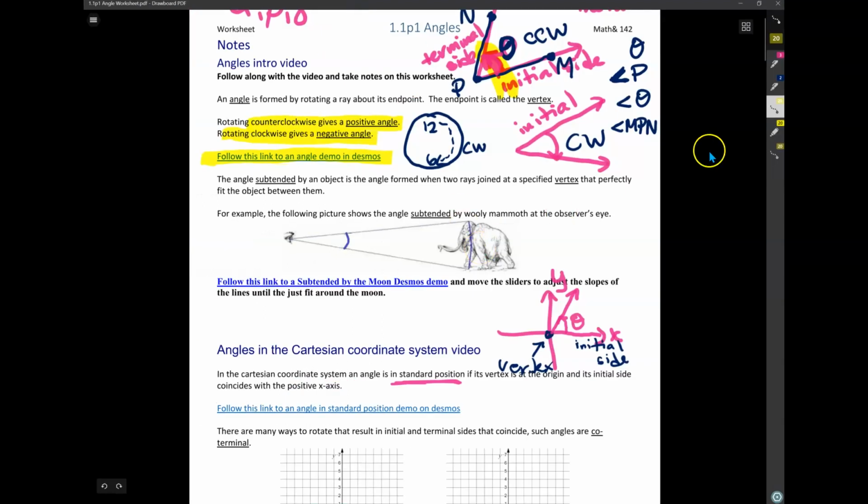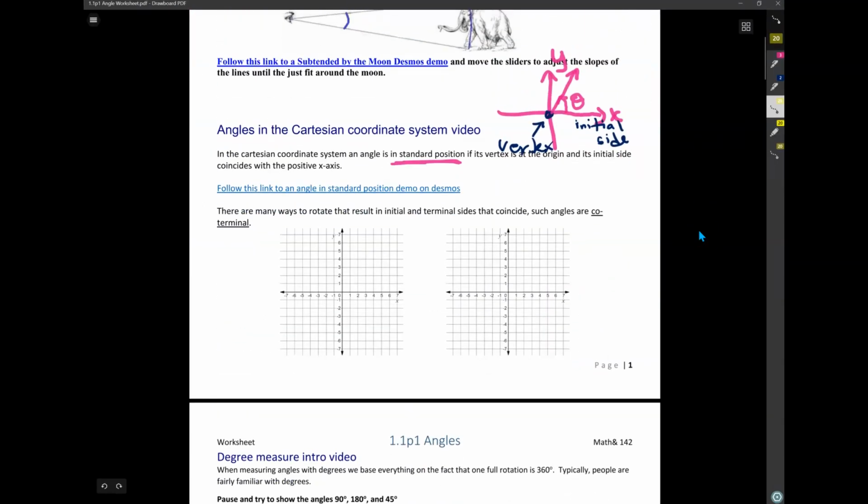They are called coterminal. So if their terminal sides are exactly the same, you're getting what are called coterminal angles.